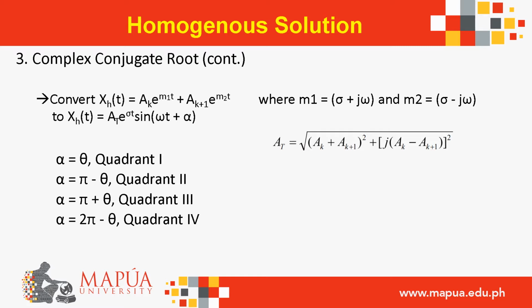For example, if the theta being calculated is located in the first quadrant, it is going to be our alpha. But if it is located in the second quadrant, we will substitute it through the equation pi minus theta to get alpha. The same thing for quadrant 3, theta will be added to pi to get our alpha. And for quadrant 4, 2 pi minus theta is equal to our alpha. Theta is equal to the tangent inverse of the constants being calculated in the homogeneous solution.